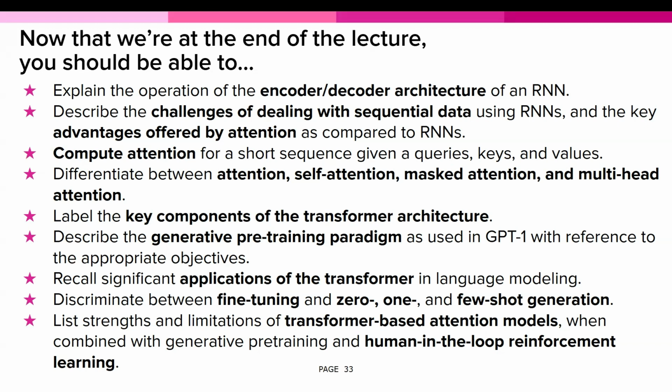And then finally, we spent some time on talking about both the strengths and the limitations of transformer-based attention models. And then dwelled a little bit more on the concerns involved when this is combined with generative pre-training, and using human-in-the-loop reinforcement learning.